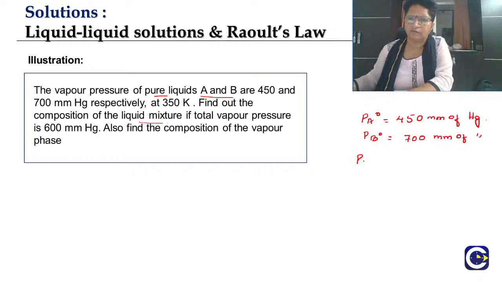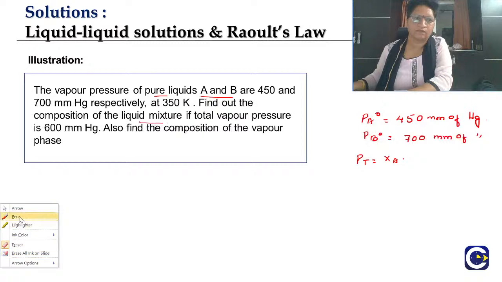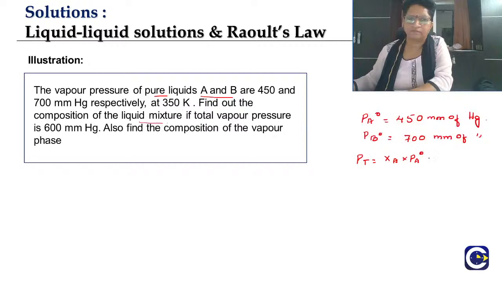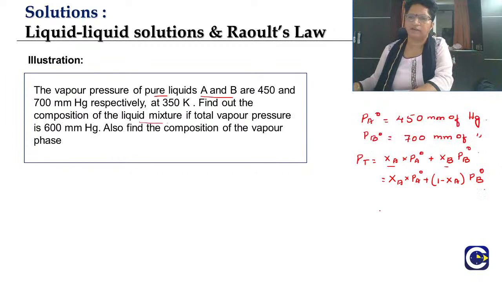For the liquid mixture, how should we write it? P total is equal to XA into PA naught plus XB into PB naught. XB can be written as 1 minus XA, because we know neither A nor B. When both quantities are unknown, we write it in terms of one quantity: XA into PA naught plus 1 minus XA into PB naught. Can we write like this? We can write it, right? How much P total is given? 600. So this is 600.